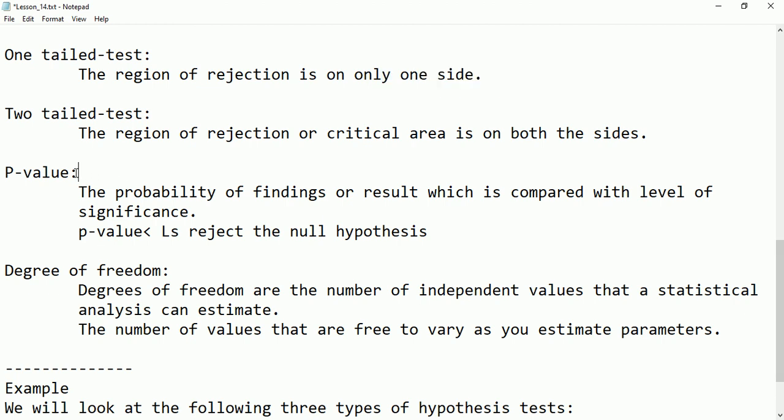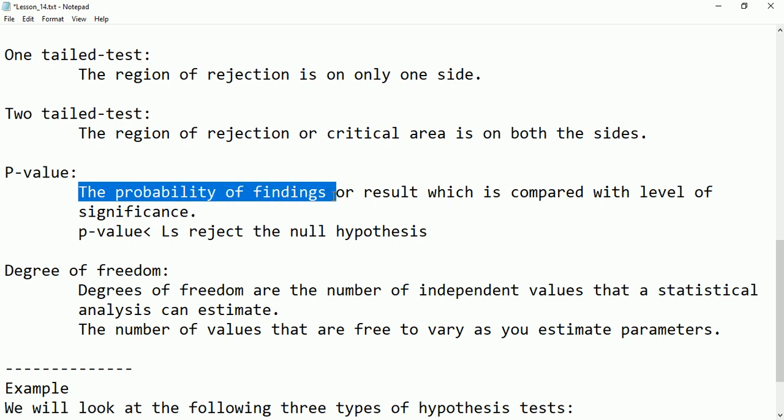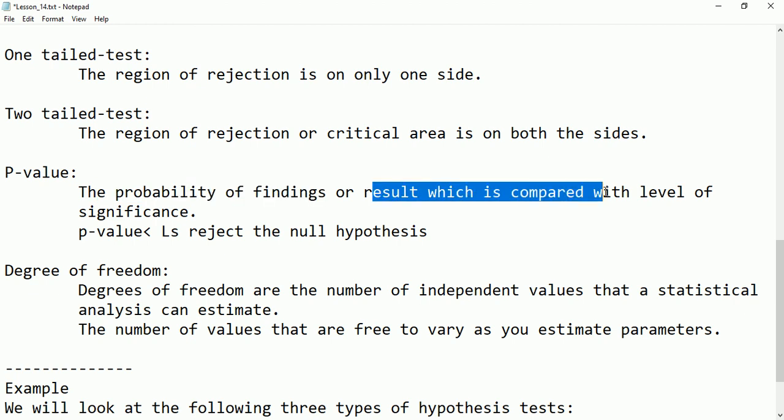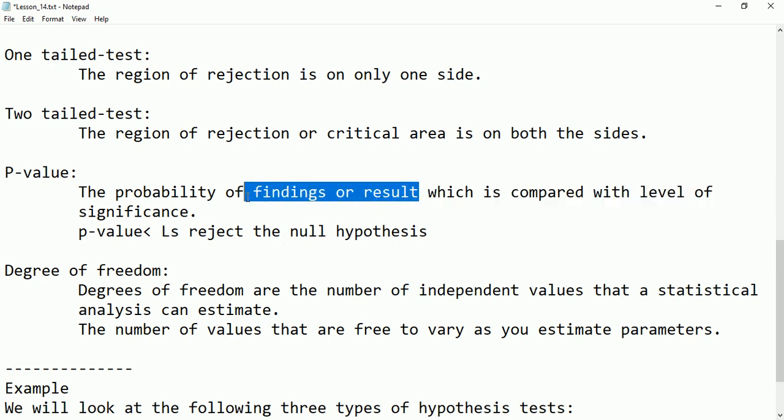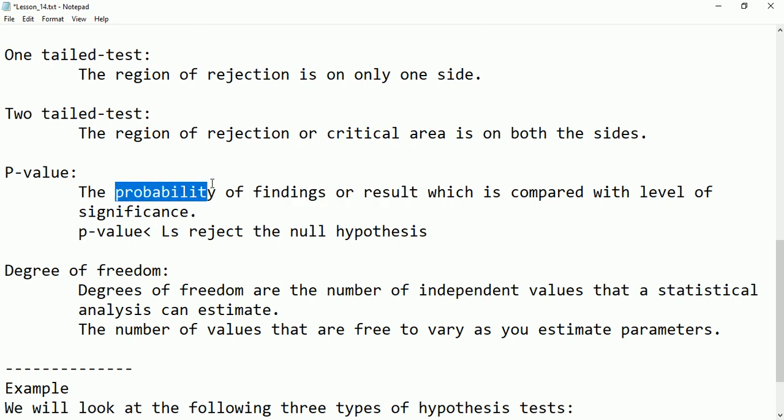And then we have p-value. P-value is important for rejecting or accepting the hypothesis. Friends, you have to know that. So what is this p-value? P-value is the probability of the findings. What we find, the result, the probability of that is called the p-value, which we can compare with the level of significance.